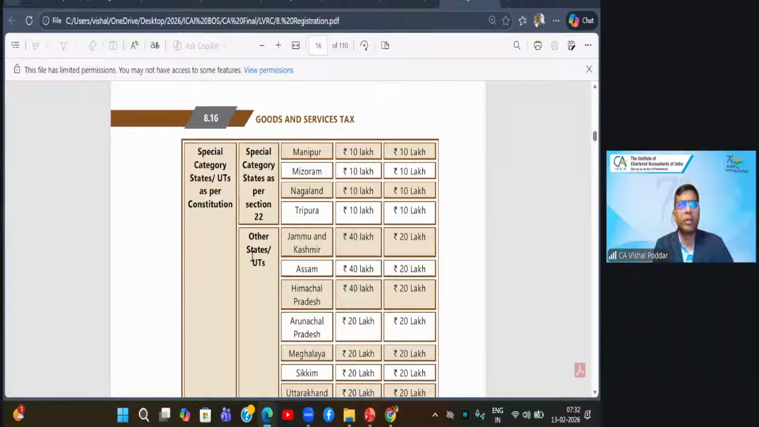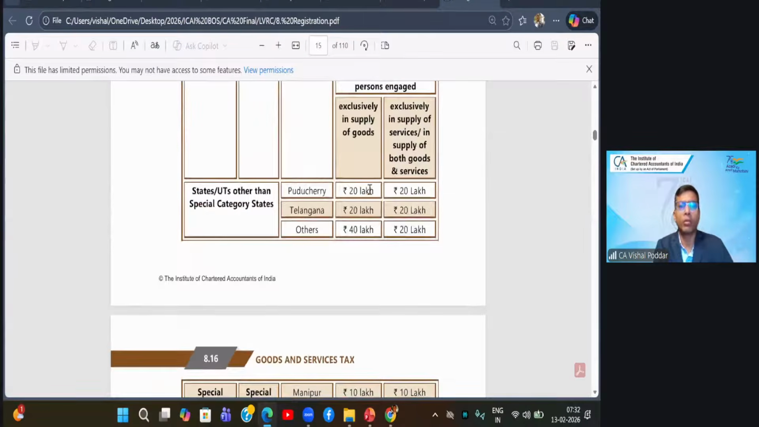Now, what is important about special category states? So there are different special category states. If I'm not wrong, presently there are 11 states which are defined or covered in the list of special category states. However, special category states are given a choice. What is the choice? Like other states are having higher turnover limit for deciding registration requirement, they are given a choice. They can remain at a lower turnover limit.